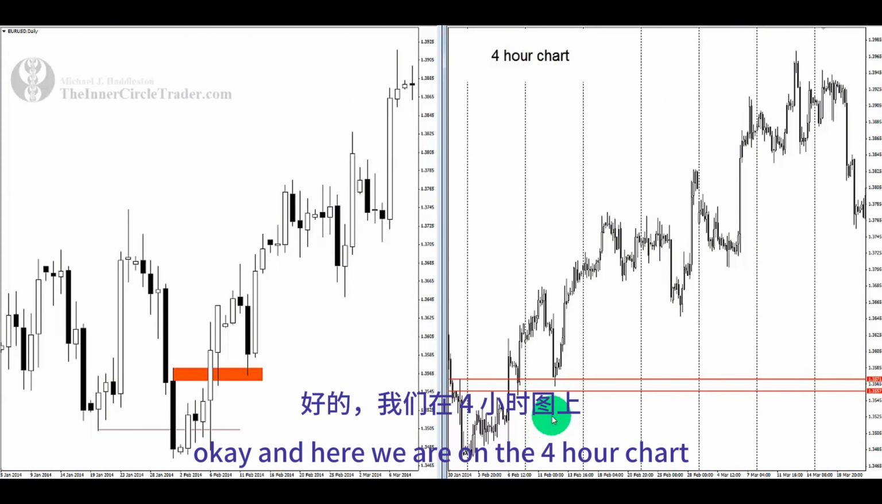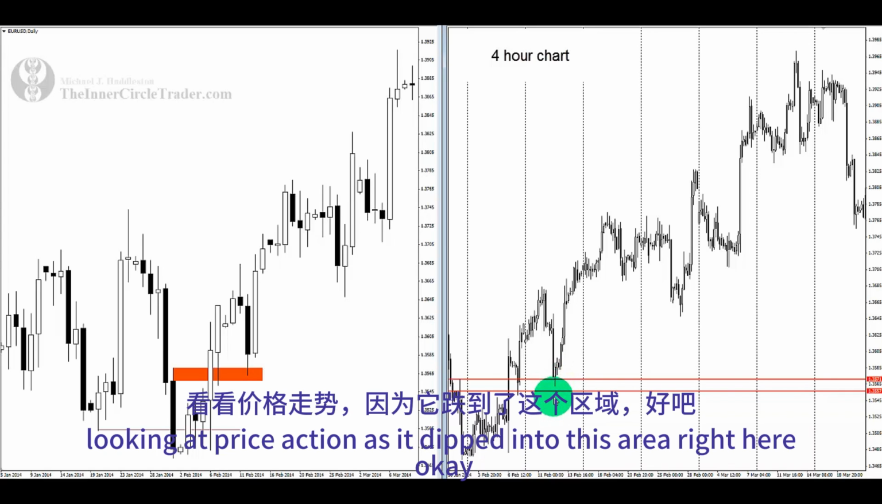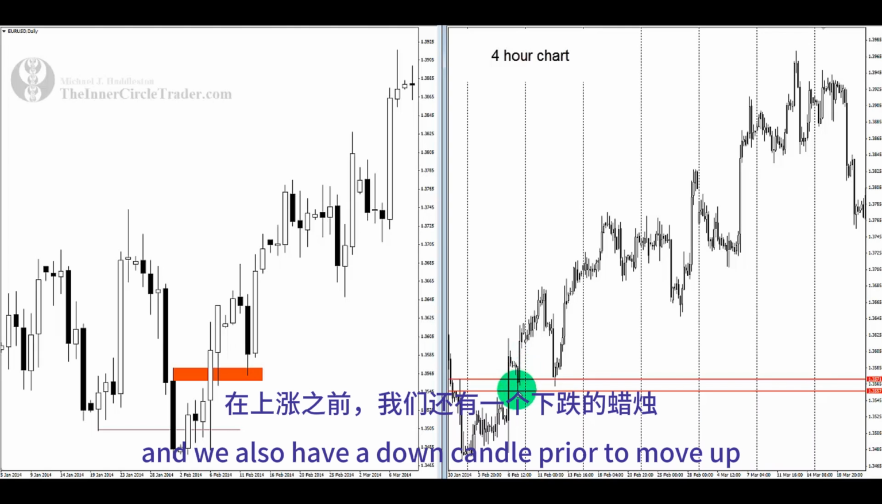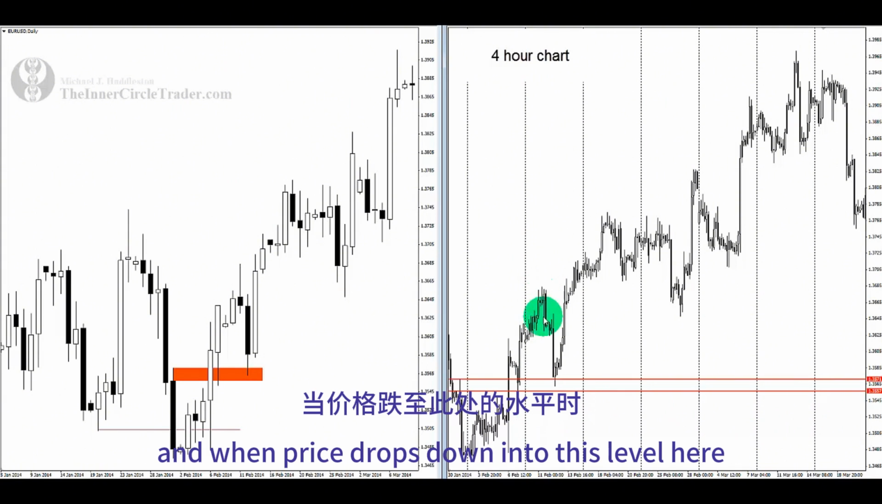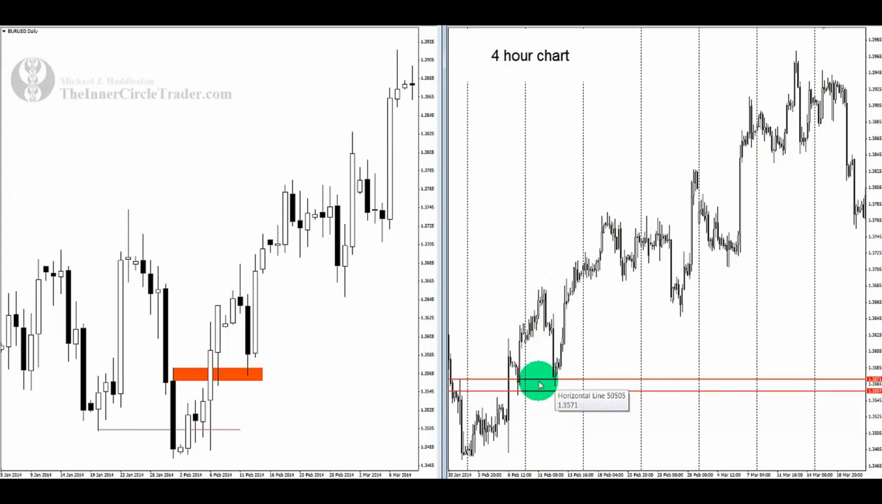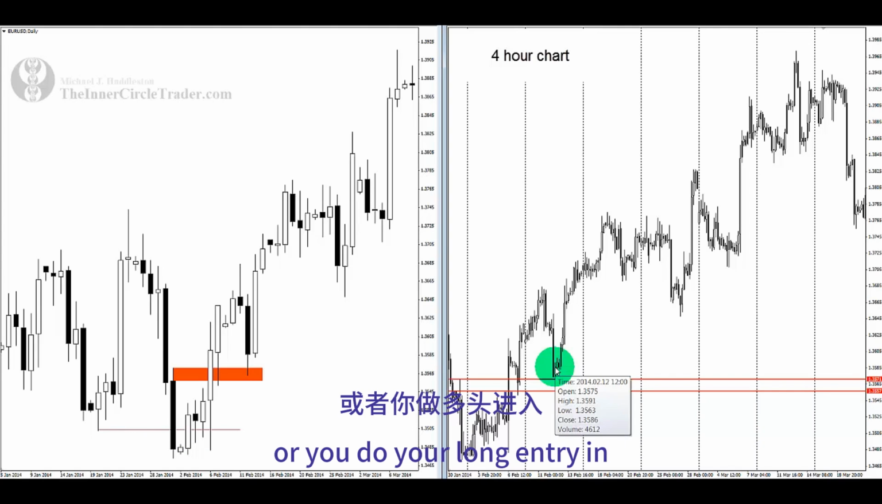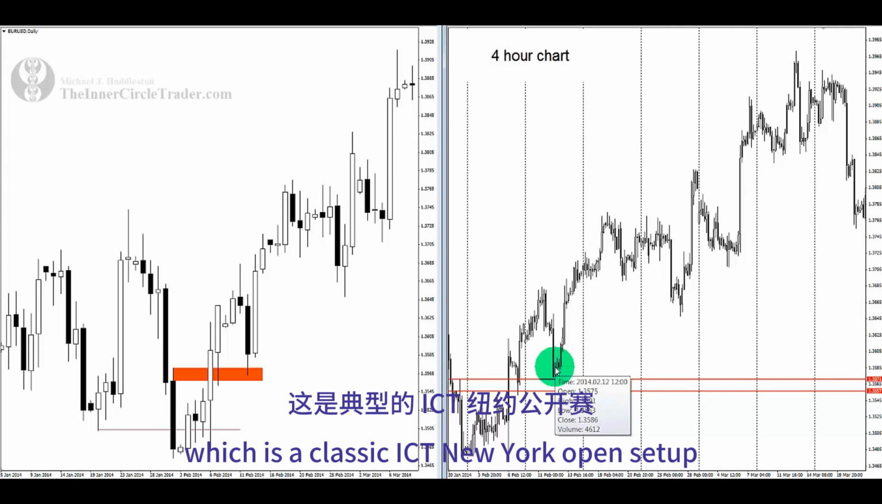Here we are on the 4-hour chart, looking at price action as it dipped into this area right here. We have it here as well. We also have a down candle prior to the move up, which is what we are looking for in an optimal entry. When price drops down into this level, this is the very moment you start to take your long entry. The time of day for this particular setup is 12 GMT, which is a classic ICT New York Open setup.